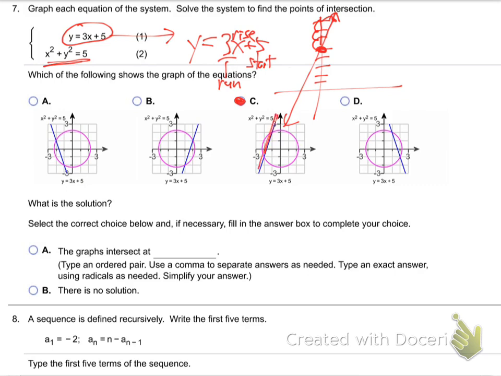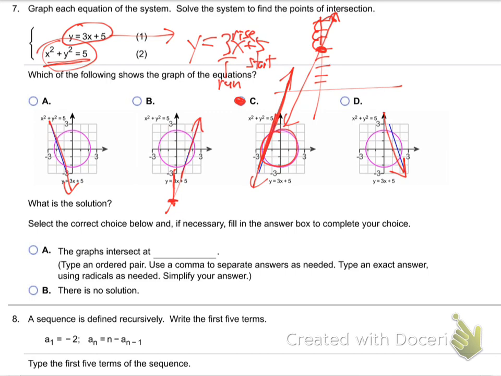See this line here? This is the same line. They're just showing another part of the line. It can't be that line going down. It can't be this line going up that hits way down low down here. It can't be this line going down, so it's got to be C. And the other equation is a circle, and that is the circle right there.